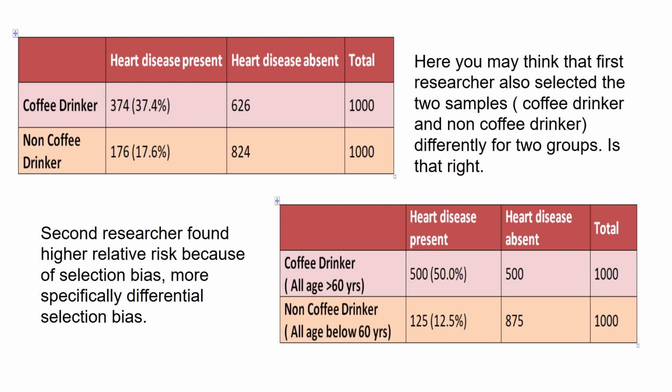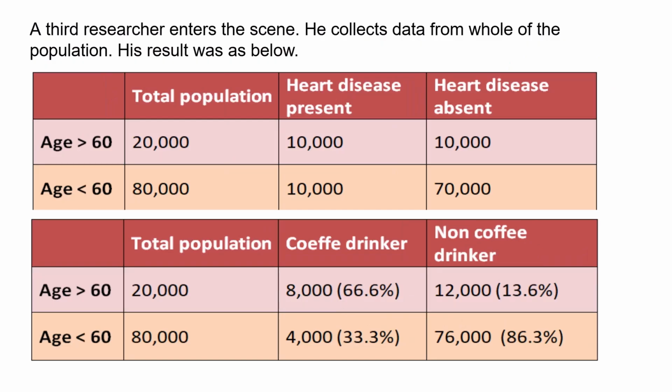When we go to the study by researcher A, you may think that he also selected the two samples, coffee drinkers and non-coffee drinkers, differently for the two groups. Let's check that. Finally, a third researcher enters the scene. He collects data from the whole population. He did hard work and found the result from the whole population. His result was as below.